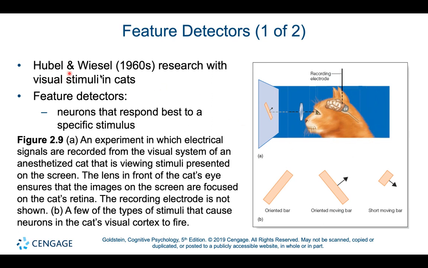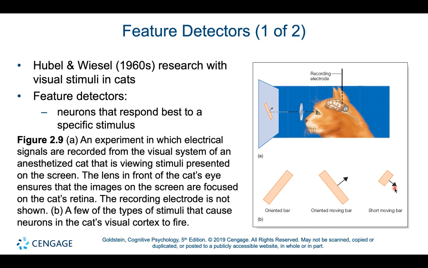Hubel and Wiesel dropped recording electrodes into the visual cortex of cats, and then they showed cats various geometric shapes that were moving in different directions. So they might show them a tilted rectangle to the right, then a tilted rectangle to the left, then they might make this rectangle move. Then they might show them a smaller rectangle that moves in the other direction. Just all these different combinations of geometric figures and movements.